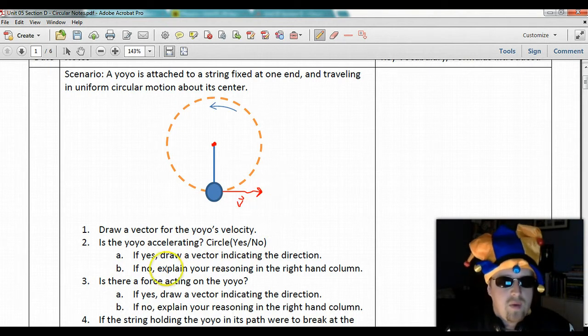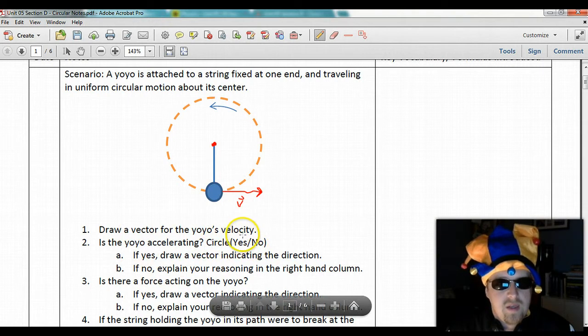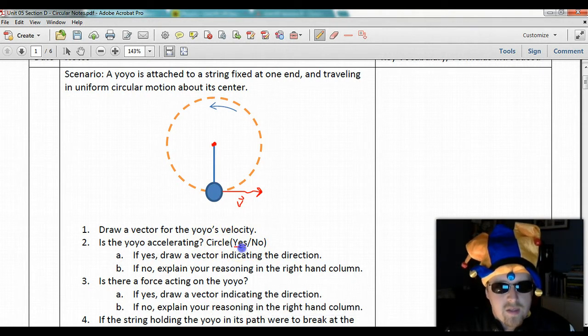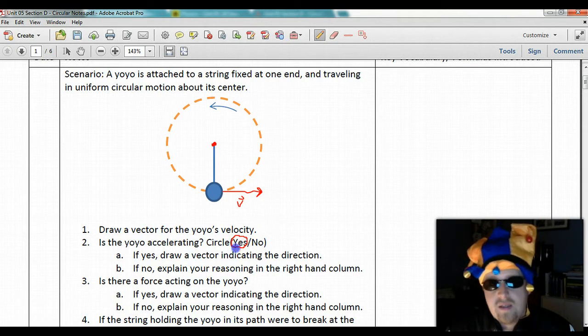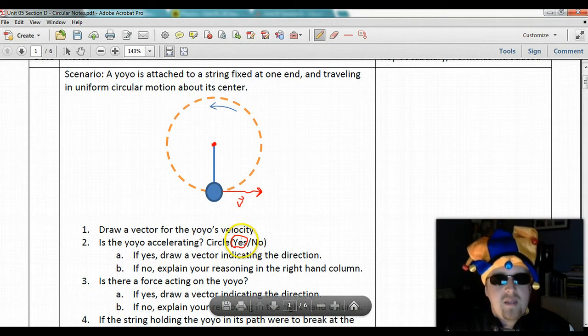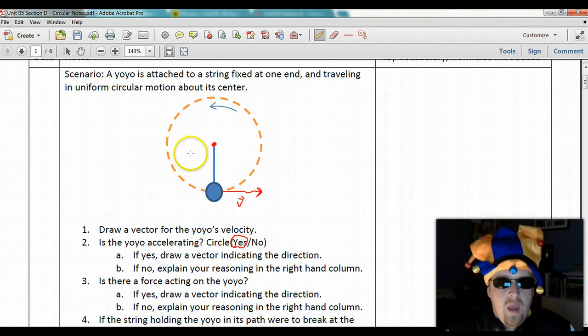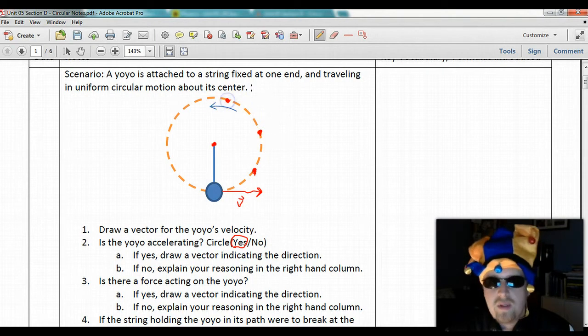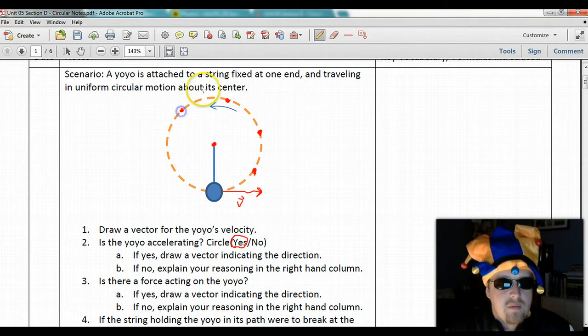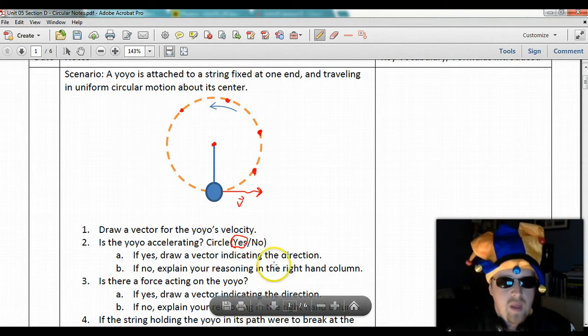Now the other question we need to answer is, is it accelerating? From our discussion in class, we know that yes, indeed it is accelerating. The reason we can say it's accelerating is that even though it might be moving with a constant speed in a circle, it's changing direction at every point in time. When it's here, it's not going the same direction as it was, and so on and so forth.